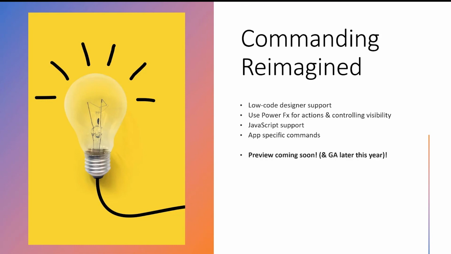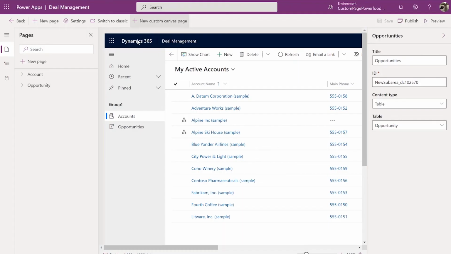But we still have JavaScript support. We don't want to have any cliffs, and so for your more advanced scenarios, you can still use that, and it's easier to do so now. You can also set the commands to a scope of an app. In the past, if you had 2 apps deployed in the same environment, those would have to share the same command bar. Not anymore. We're very excited to have a preview coming out soon, and the goal is to hit GA by later this year. So now let's dive in and take a look at what we've been working on.